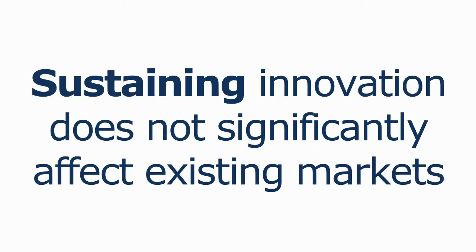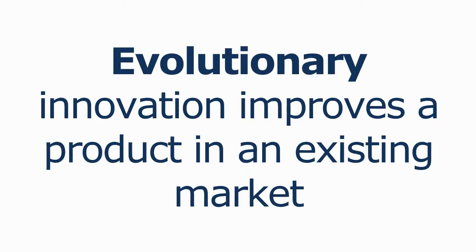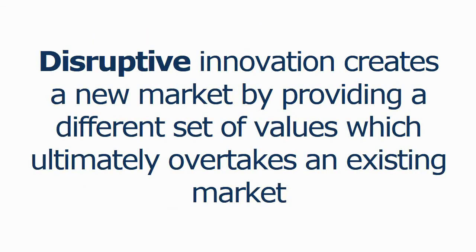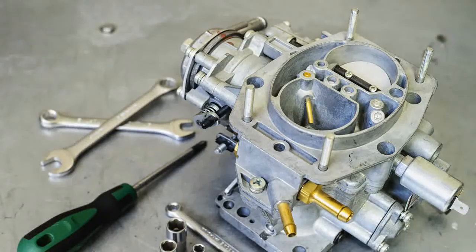Sustaining innovation does not significantly affect existing markets. Evolutionary innovation improves a product in an existing market. Revolutionary innovation is unexpected, but does not affect existing markets. Disruptive innovation creates a completely new market by providing a different set of values, which ultimately and unexpectedly overtakes an existing market. An example of evolutionary innovation would be fuel injection for gasoline engines, which displaced the carburetor.